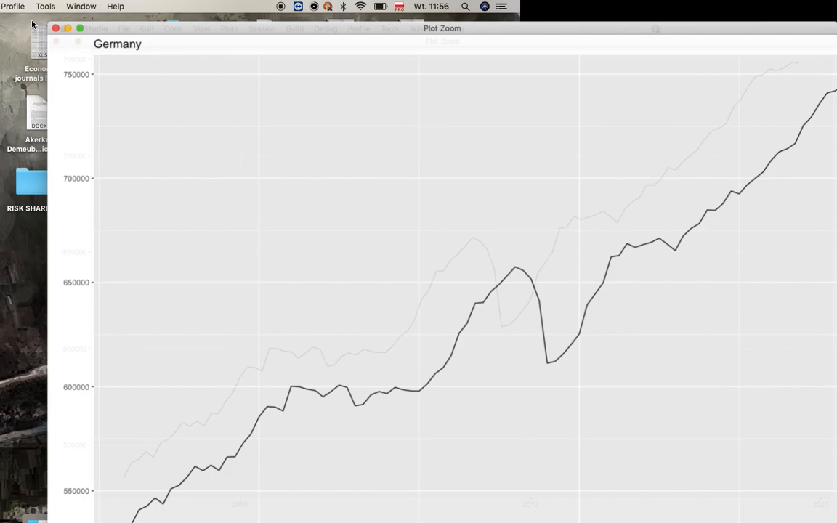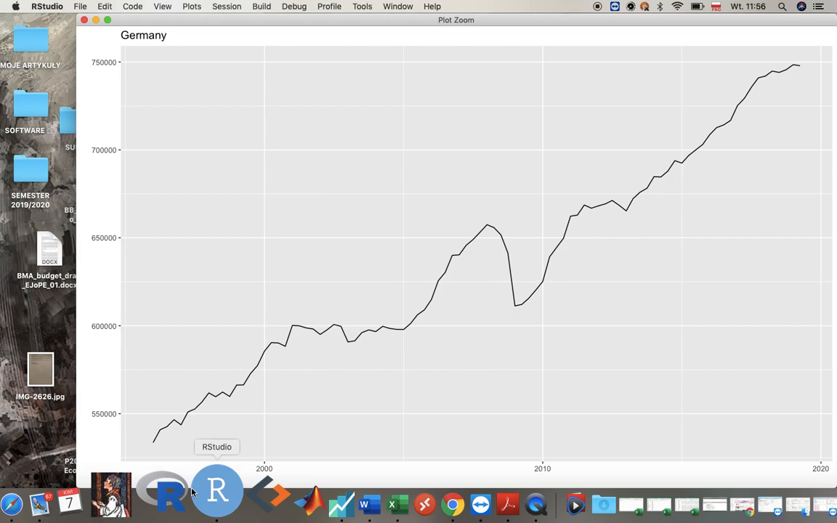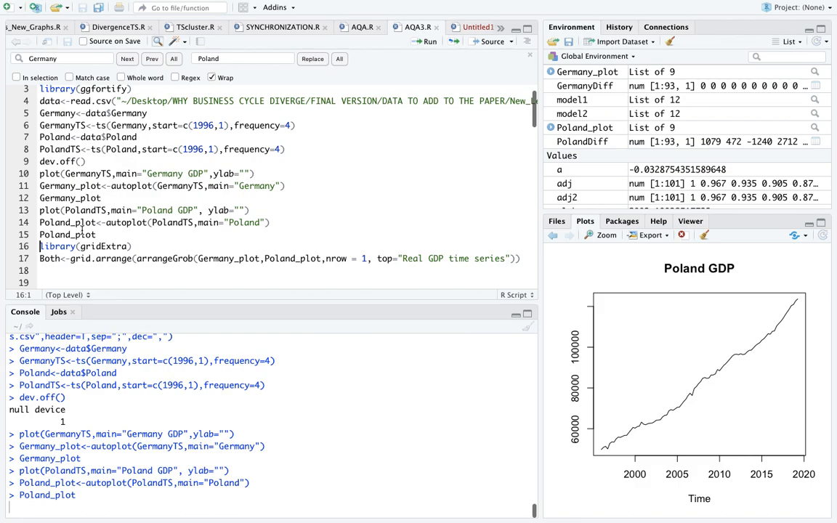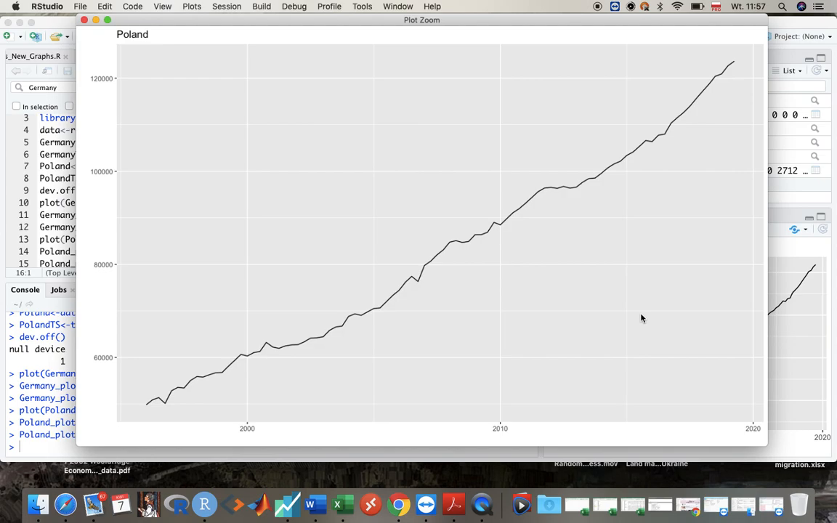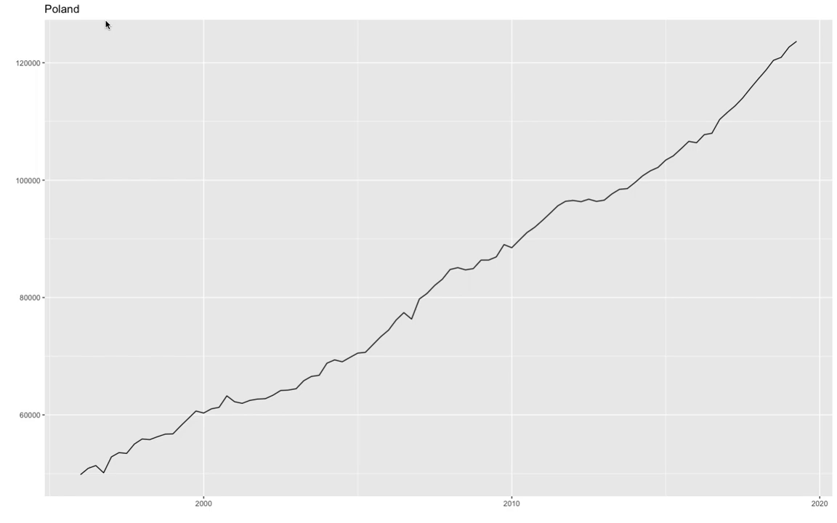Okay, now let's look at the graph for Poland. So, look, in here, we see that this graph stands in glaring contrast with the other one. Why? Look, we see an almost perfect straight line going upwards. Well, this would generally mean that Polish GDP was not struck severely by the economic crisis of 2008. Of course, we see the downturn here. But as you see, it's not a big one.